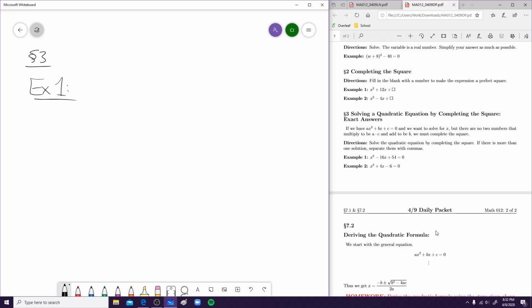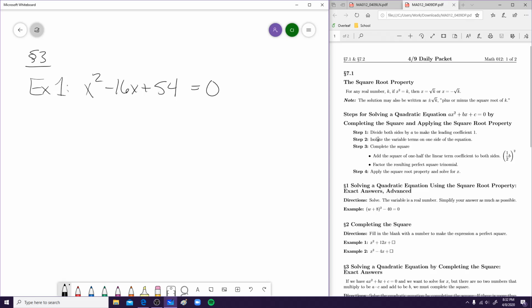So example 1, we want to solve the quadratic equation by completing the square. If there's more than one solution, separate them with commas. For example 1, we are given x squared minus 16x plus 54 is equal to 0. So we are going to follow the steps up here. Before we do the steps, let's talk about a, b, and c first. Recall, it's ax squared plus bx plus c equal to 0. So a is 1, b is negative 16, and c is 54.